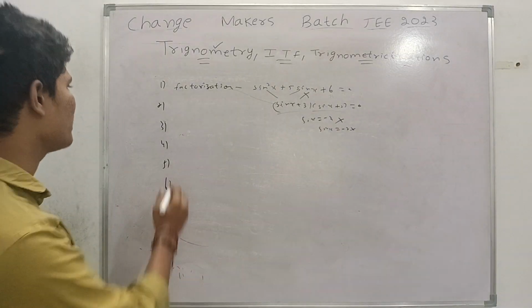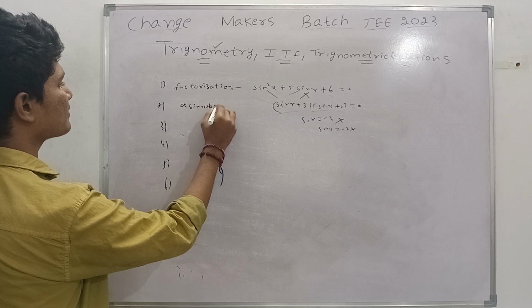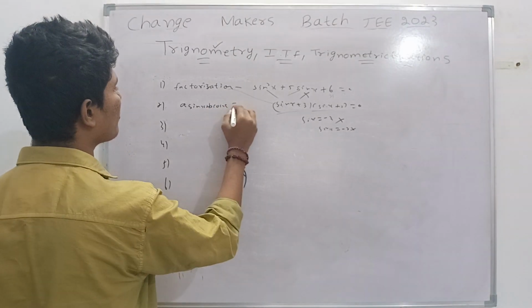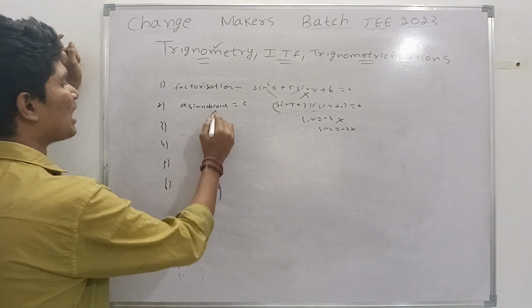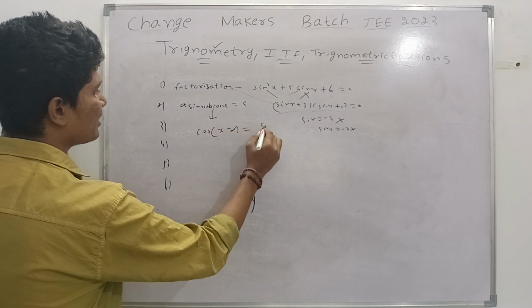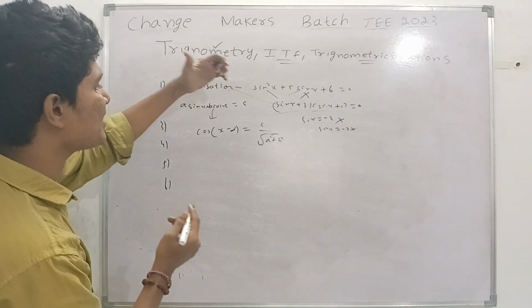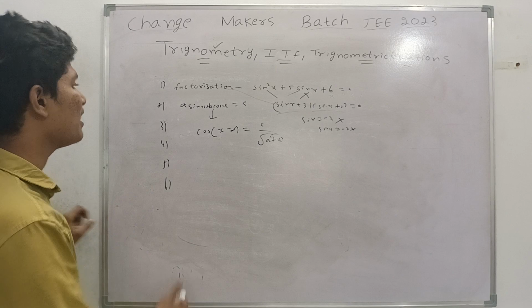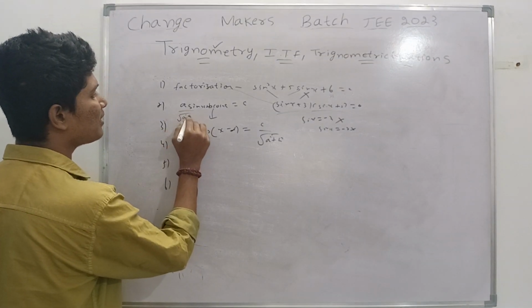And next, the second procedure is a sin x plus b cos x equal to c. If it is like this, you have to convert this as cos of x minus alpha equal to c by root of a square plus b square. You have to convert this equation into that form, cos of x minus alpha equal to c by root of a square plus b square. How did we get this? We divided by root of a square plus b square.